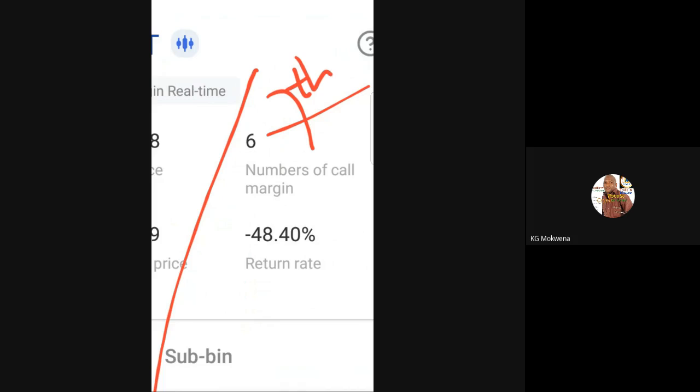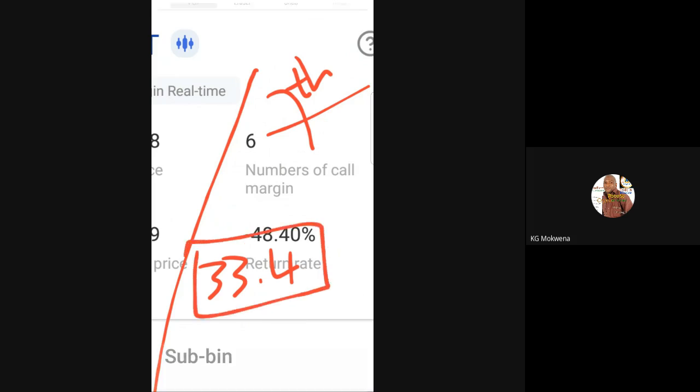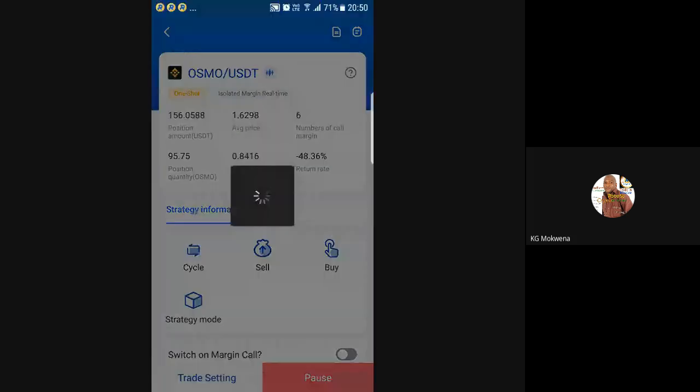The 7th call, we're going to place that 33.4 that we have calculated ourselves. Remember, this is manually created. So we are creating manually so that we can get the harvest that we are anticipating.